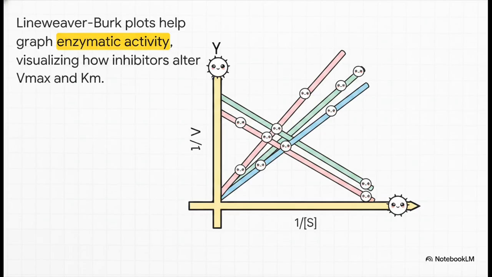And to actually visualize these changes, researchers use something called a Lineweaver-Burk plot. Now, I know it might look a little intimidating at first glance, but it's incredibly useful. It simply translates those complex kinetic equations into clear straight lines on a graph. By plotting the data this way, the exact point where the lines intersect instantly gives away the inhibitor's true nature, whether it's competitive, non-competitive, or uncompetitive. It is literally the definitive treasure map of microscopic mechanics.